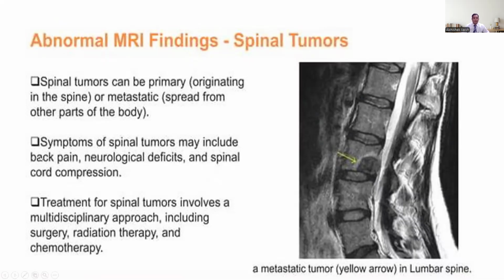Then what sort of symptoms will the patient present with, which may include back pain, neurological symptoms, compression symptoms. Spinal tumors can usually be primary or a result of metastasis, when a tumor somewhere else in the body has spread to different parts of the body. The treatment of spinal tumors involves a multidisciplinary approach, including sometimes surgery, radiation, chemotherapy, or a combination of all these.